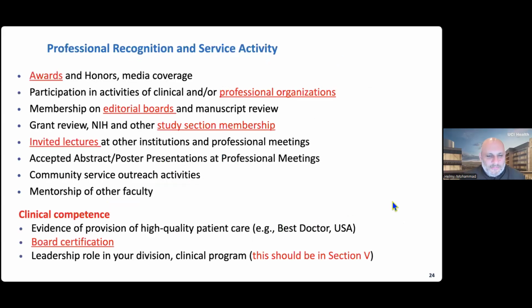Okay. So professional recognition and service activity. So have you received any awards or honors, any media coverage? Are you involved with professional organizations or clinical organizations? Are you on editorial boards or manuscript reviews? Are you a grant reviewer for nonprofits or the NIH or the Department of Defense? So please indicate all of that service that you do as professional recognition.